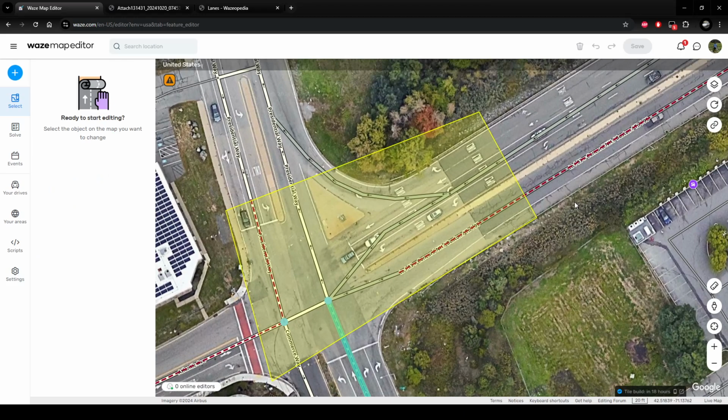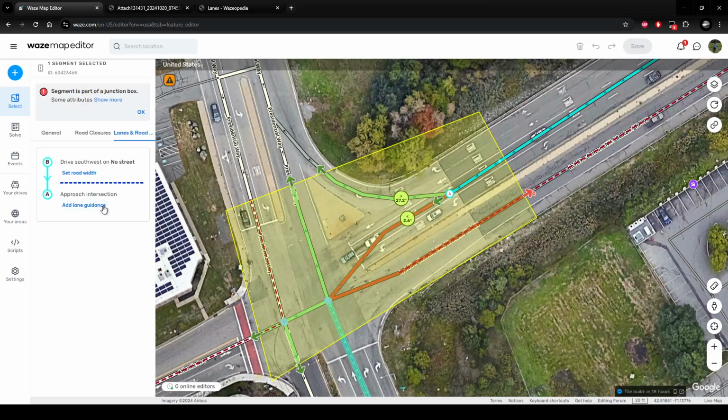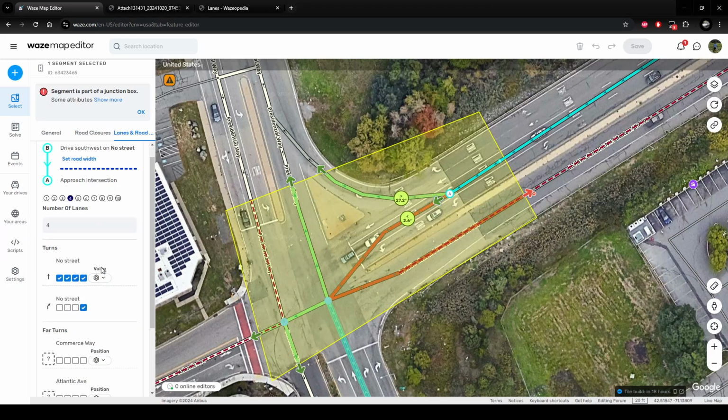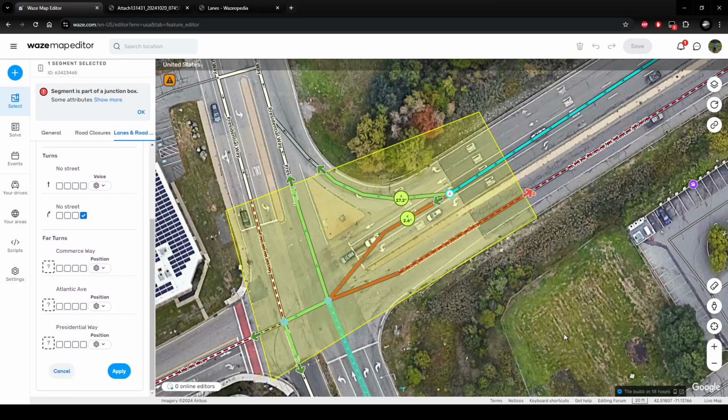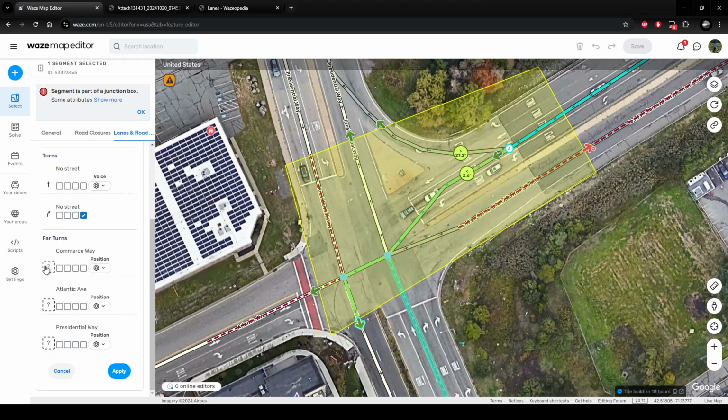And now let's tackle this. We now need to put far lanes in for this junction box. So we're going to add lane guidance. We're going to have 4 lanes here coming up. At this junction node, the first one in the box, we only have the keep right to Presidential Way. We want to keep that one. And now we need to set the far turns up on the rest of this.